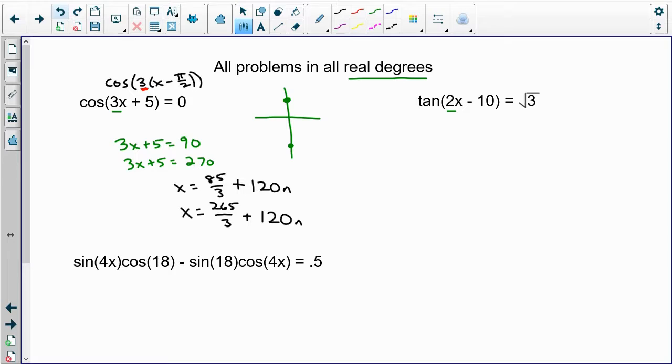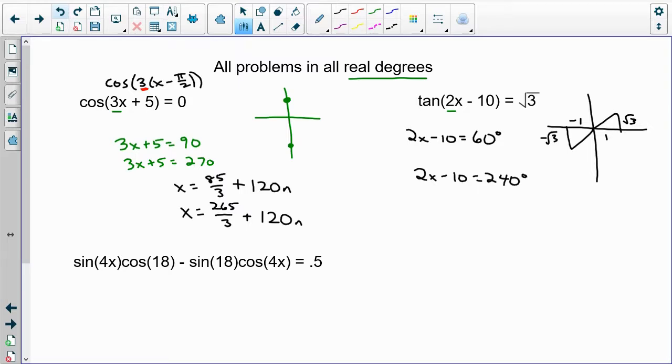Tangent of 2x minus 10 equals root 3. Well, I know that tangent equals root 3 when y is root 3 and x is 1. That occurs at a 60-degree reference angle in the first and the third quadrants. So that means 2x minus 10 has to equal 60 degrees, or 2x minus 10 has to equal 240 degrees. So I end up with x equals 35, or x equals 125.